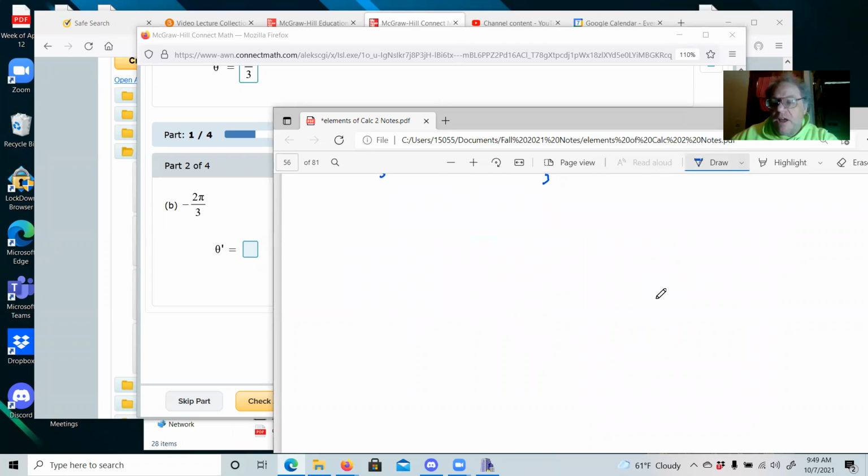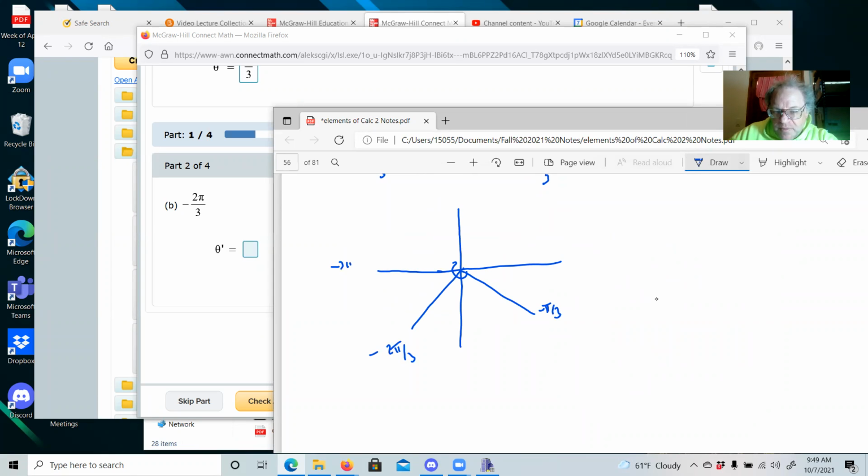Negative 2 pi over 3. We have to go around the other way. Right, so we're going around this way. So again, we have negative 1 pi over 3, negative 2 pi over 3, negative 3 pi over 3. Notice that positive pi and negative pi are the same angle.